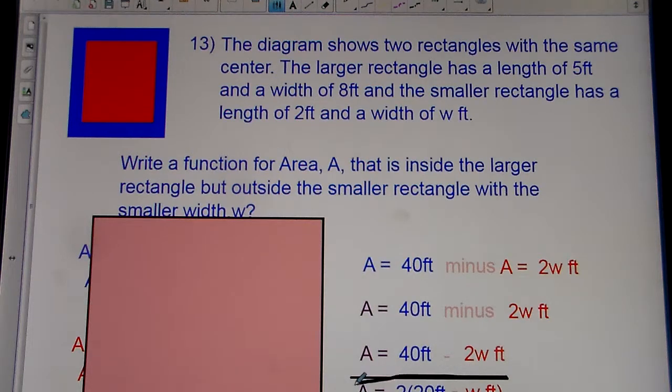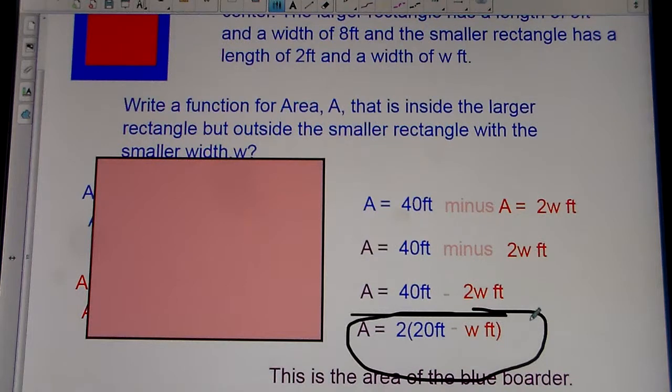Oops, I meant to do that. That's the answer right there, just so you could see. The 40 is divisible by 2, so you factor that out. 2 is divisible by 2, so you get a little 1 minus 1w, or just regular old minus w.